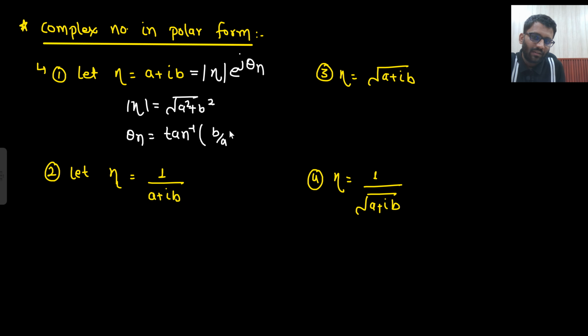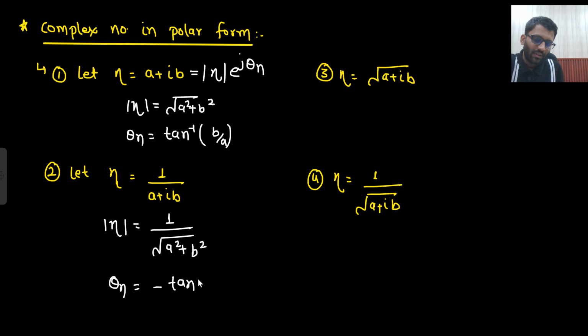Right? Same goes here. What will be the magnitude? Magnitude will be 1 by root a square plus b square. And what will be the angle? Since it is 1 by, I will use a minus sign: tan inverse b by a. Is that clear? Magnitude, how will you write it down? 1 upon root of a square plus b square. And the angle will be minus tan inverse b by a, since it is 1 by.